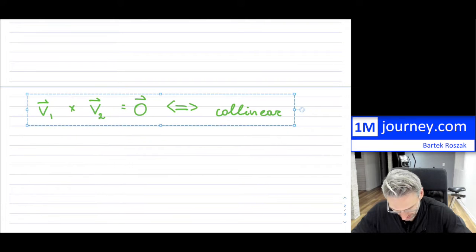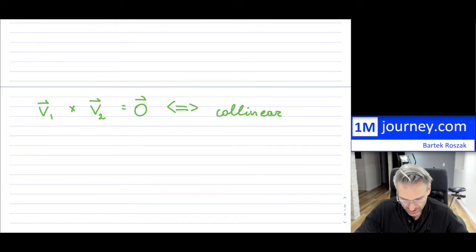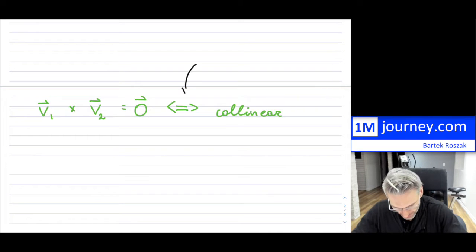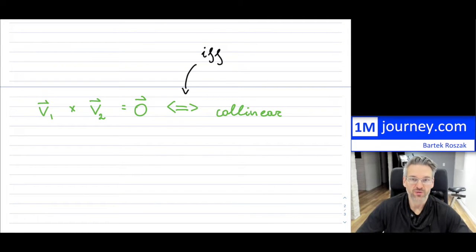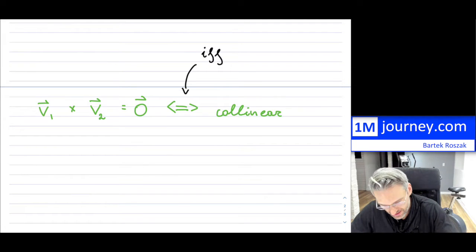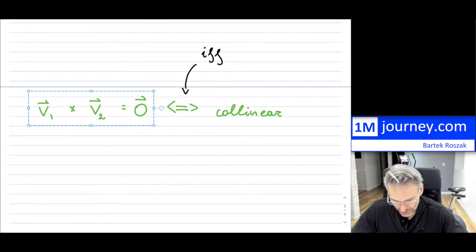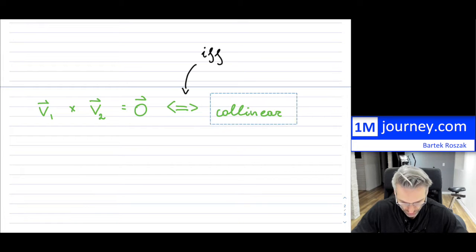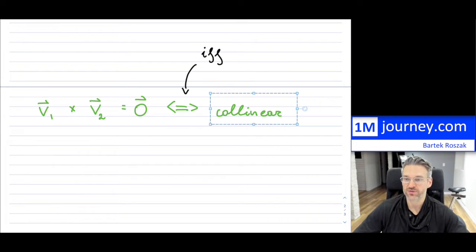So this particular property, so when you're slowly getting used to the fact of talking about properties, this symbol, first of all, means if and only if, and very often it's written just as IFF. And what this means is that if the left-hand side is true, then we know that the two vectors v1 and v2 are collinear.